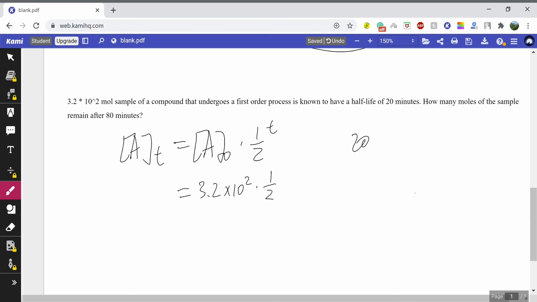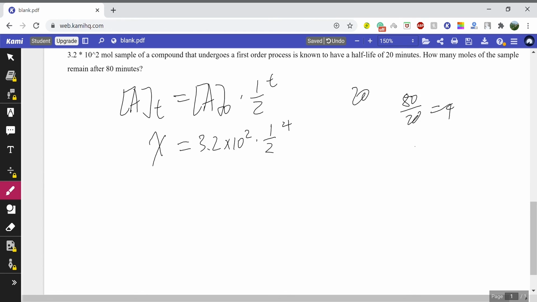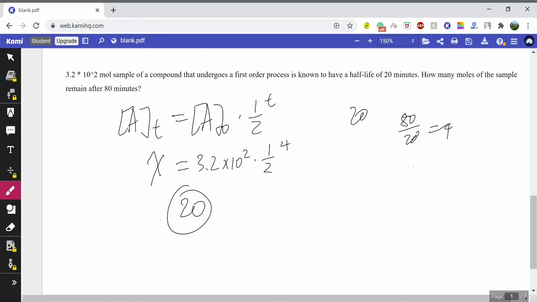So let's see how many half-lives there are. 80 minutes, and each one is 20 minutes. So we will do 80 divided by 20, which gives us 4. So there will be 4 half-lives, and our exponent will be 4. Now that gives us our mole number after the 4 half-lives. So we'll do 3.2 e to the second power times 1/2 raised to the 4th power. Now that gives us 20. So after 4 half-lives, aka 80 minutes, we will have 20 moles of the original sample.